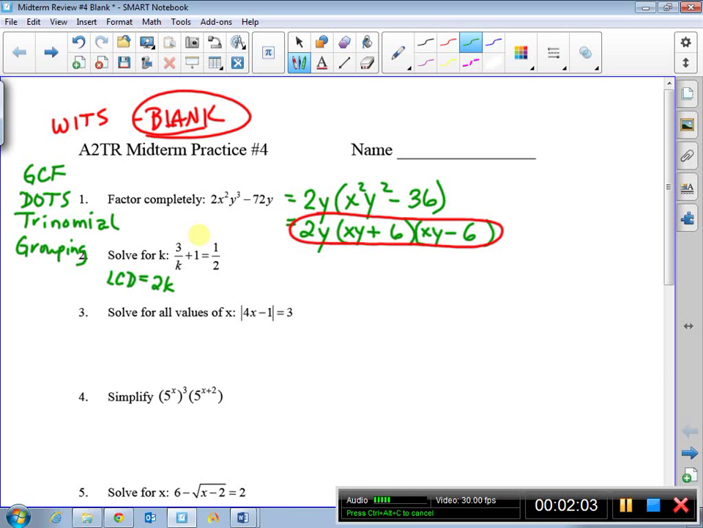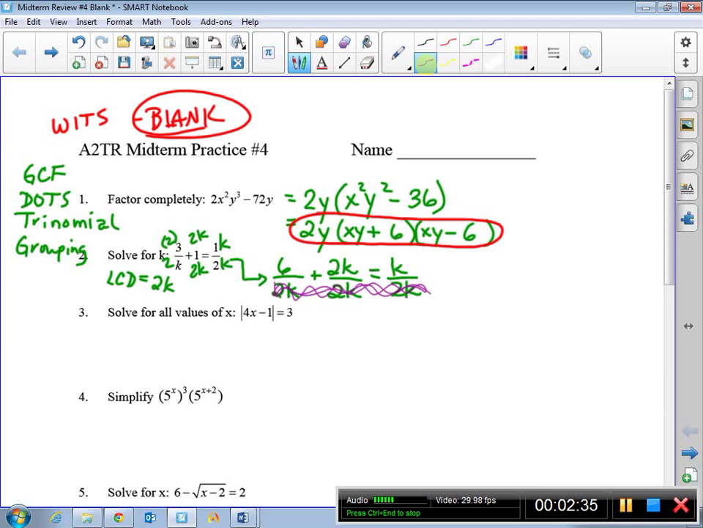So on the 3 over k, I want to multiply by 2 over 2, which will give me 6 over 2k. And here I'm going to need 2k over 2k. And on the other side, k over k. Now that we have the same denominator on both sides, we can get rid of it as long as you have an equation. And that says that we are left with 6 plus 2k equals k.